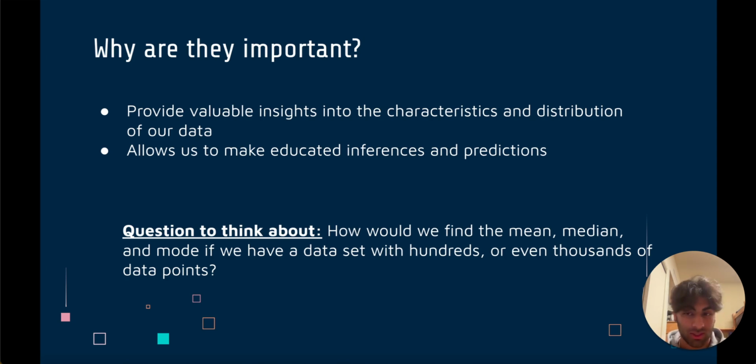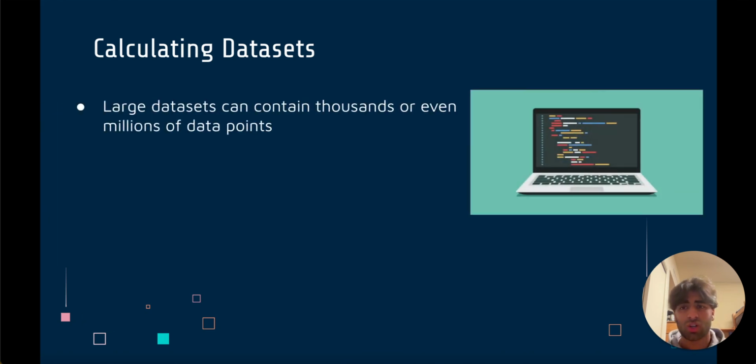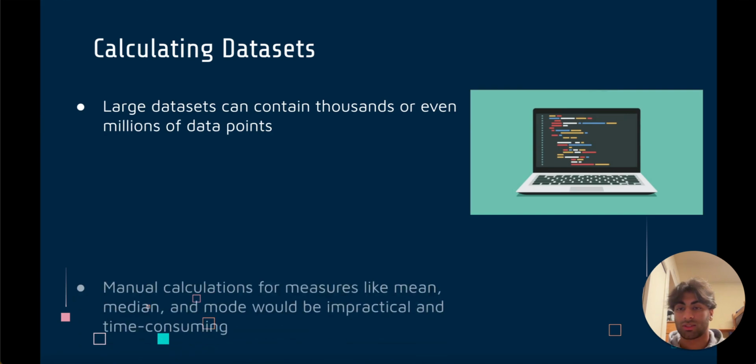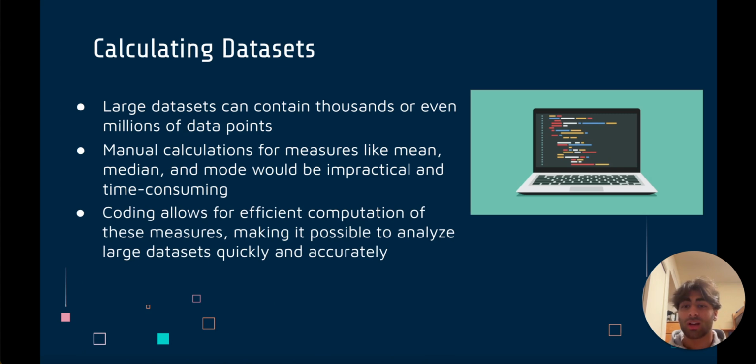of data points? So when it comes to calculating data sets, large data sets can contain thousands or even millions of data points. Manual calculations for things like mean, median, and mode would be super impractical and also very time consuming. However, coding allows for efficient computation of these measures, making it actually possible to analyze large datasets quickly and also accurately.